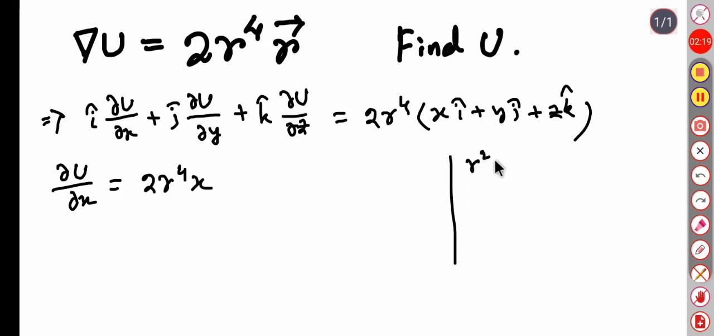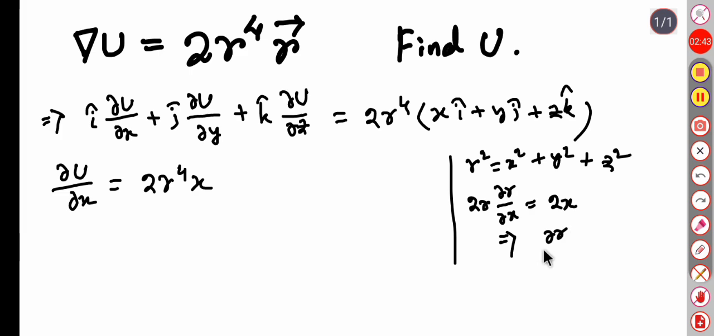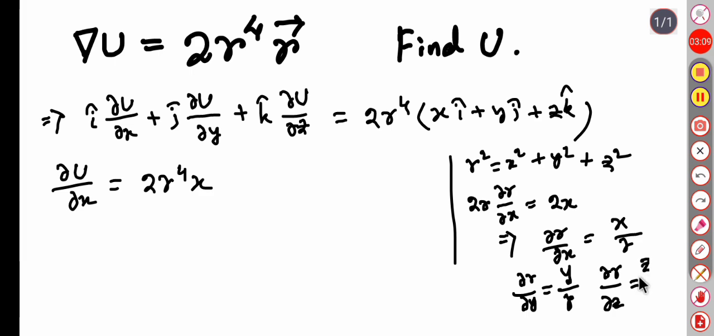We know that r square is equal to x square plus y square plus z square. So if we take partial differentiation with respect to x, it will be 2r del r del x equals 2x, and the other parts will give 0. So we will get del r del x is equal to x by r. Similarly, we can get del r del y and del r del z. Del r del y will be y by r, and del r del z will be z by r.